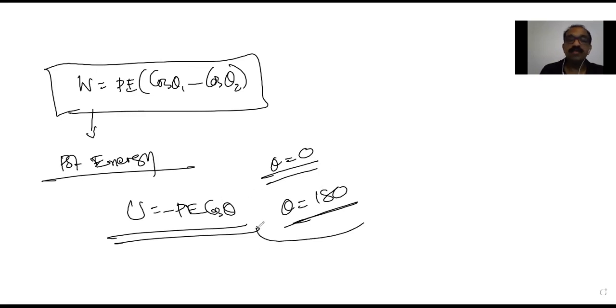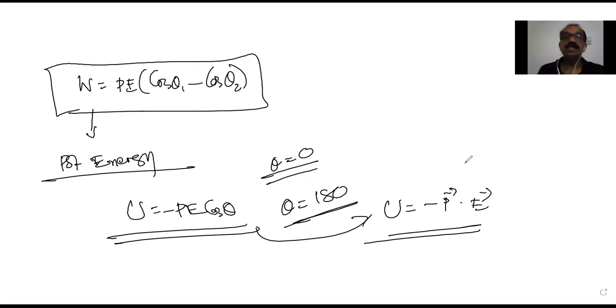And in vector form, this potential energy equation can be written as U is equal to minus p dot E. It's a dot product. You know, the dipole moment p and the electric field E both are vector quantities, whereas the potential energy is a scalar quantity. I hope it is clear.